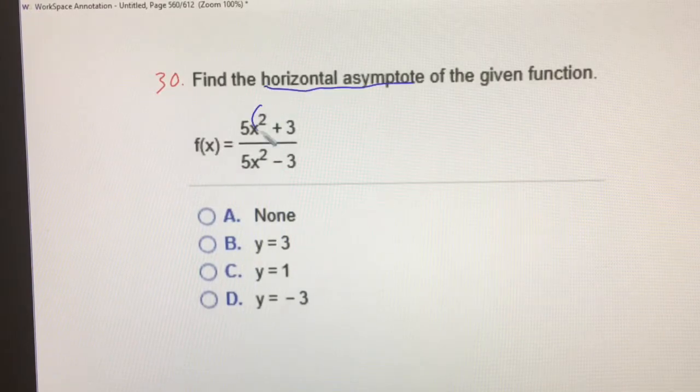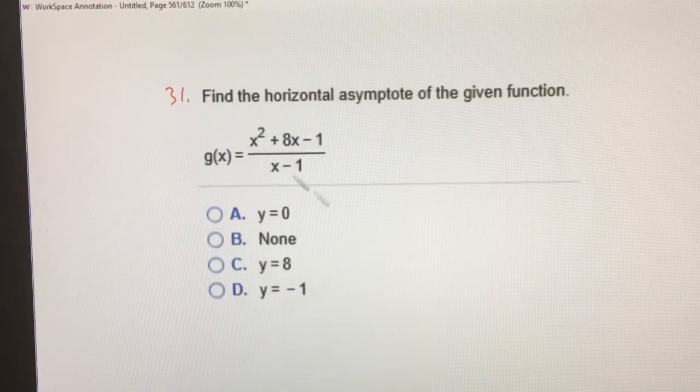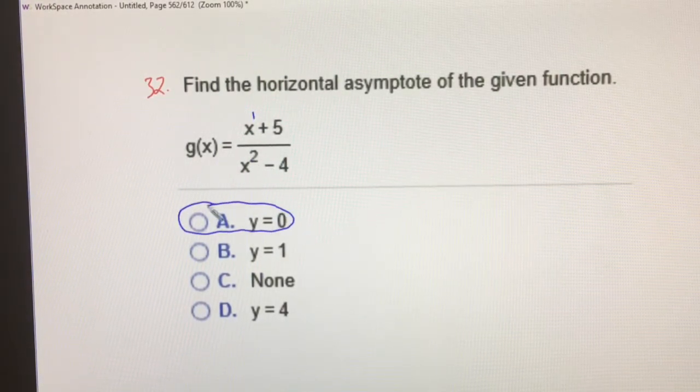Find the horizontal. The degree of the top is the same as the degree of the bottom. So I'm going to write down 5x squared divided by 5x squared. All you do is ignore those back numbers, and that's going to equal 1. So my horizontal asymptote is y equals 1. Horizontal asymptote. Notice the degree of the top is bigger than the degree of the bottom. I instantly know that there is no horizontal asymptote. Horizontal asymptotes. Degree of the top is smaller than the degree of the bottom. That's going to give me y equals 0 for the horizontal asymptote.